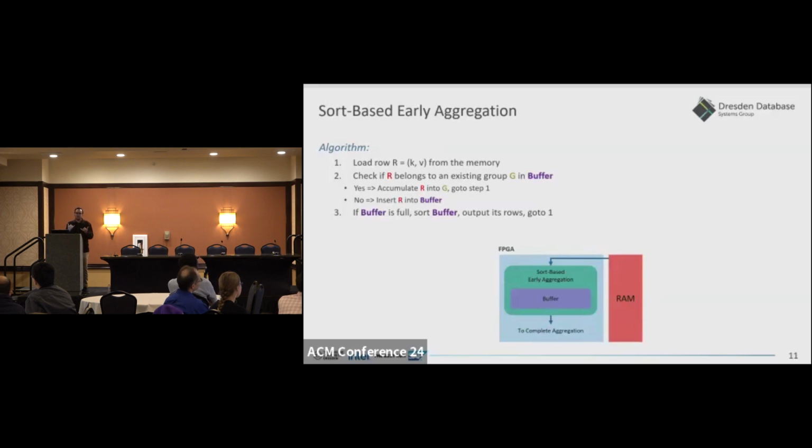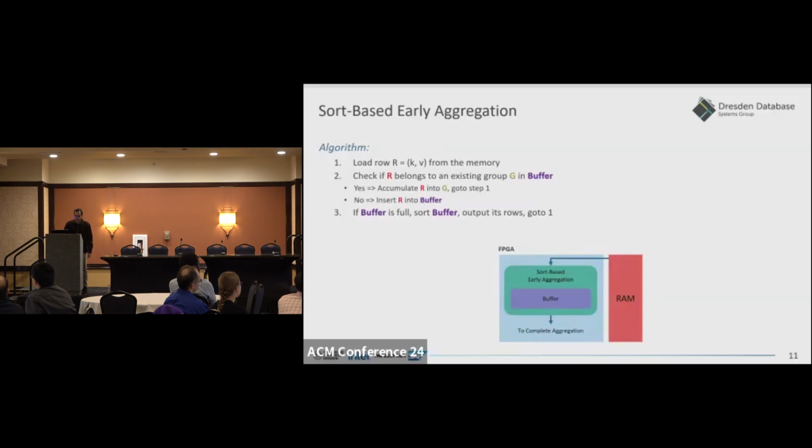If you don't find a matching row, you would just add this new row into the buffer. And if at some point the buffer is full, you would sort whatever's in the buffer and output it as a sorted run. Right? And then that gets completely aggregated later on.